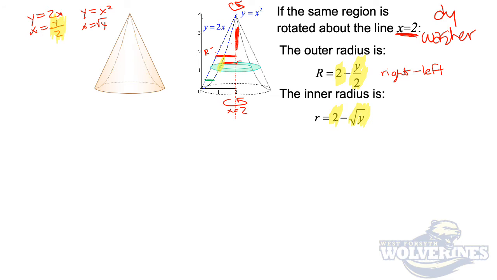Our boundaries are the same as yesterday. They're 0 to 4, and that's because these two curves still have the same points of intersection, right? At y equals 0 on the bottom, y equals 4 on the top. We're just spinning it around a different axis, but that hasn't changed what the region itself, the 2D part of this, looks like, so we still have the same boundaries.